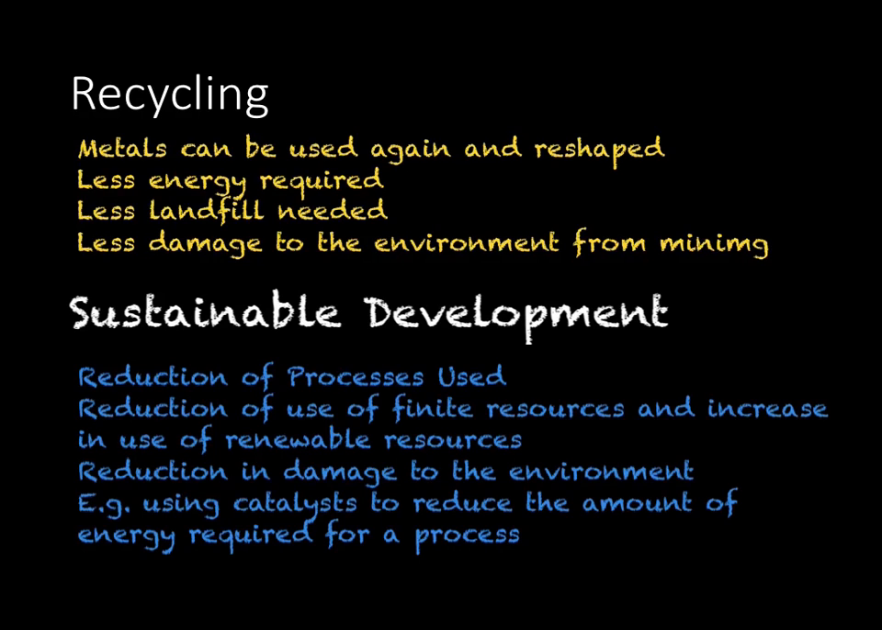In order to ensure we are carrying out sustainable development, we reduce the processes used. We reduce the number of finite resources and increase the use of renewable resources, and we try to reduce the damage to the environment. Unfortunately, some finite resources have to be used. As such, we try to use catalysts that reduce the amount of energy required for these processes, or find an alternative method of extracting the metal or the fuel, which causes less damage overall to the environment.